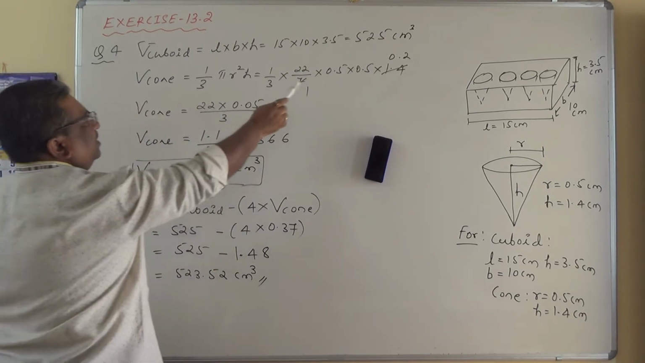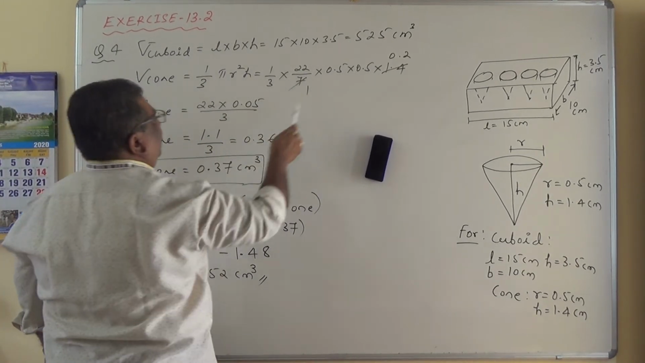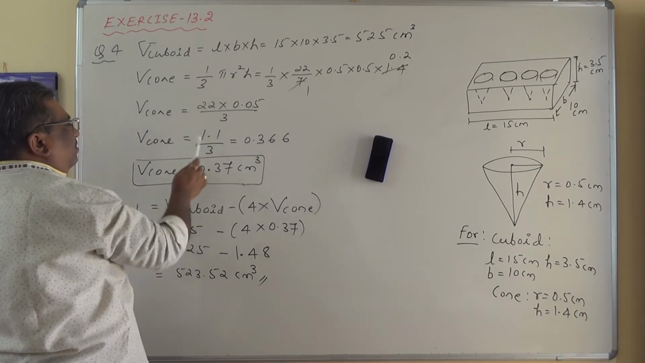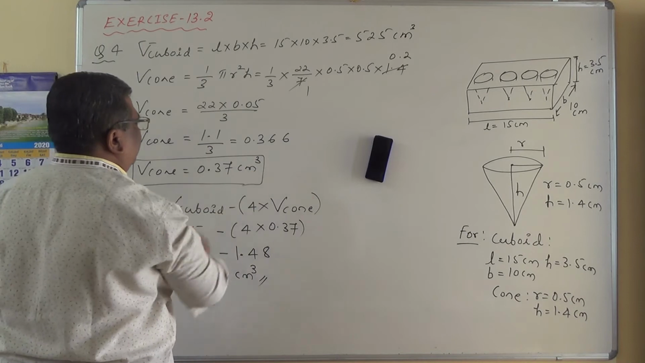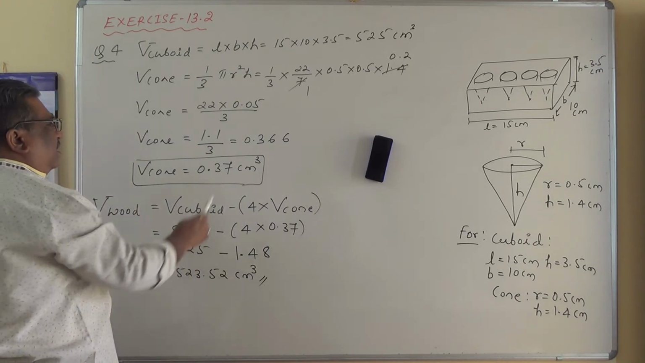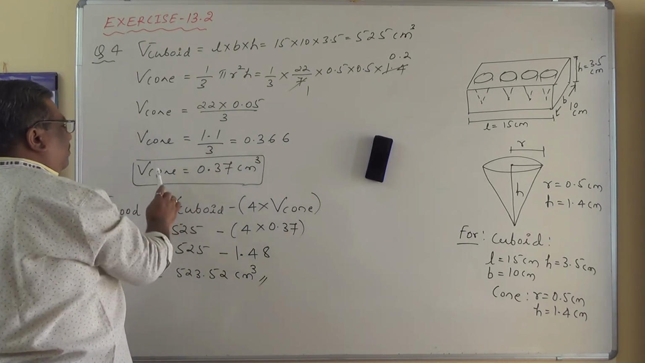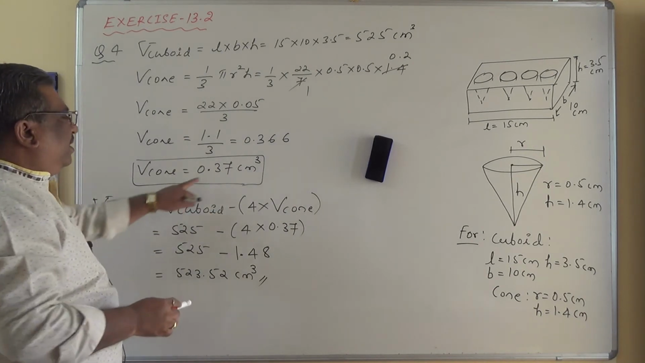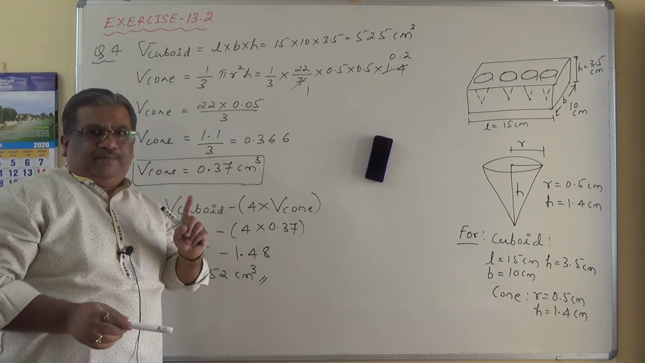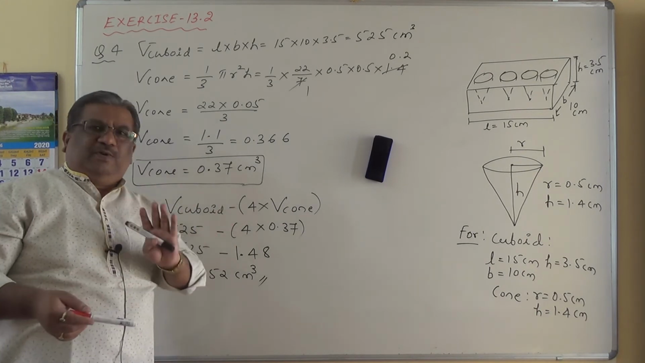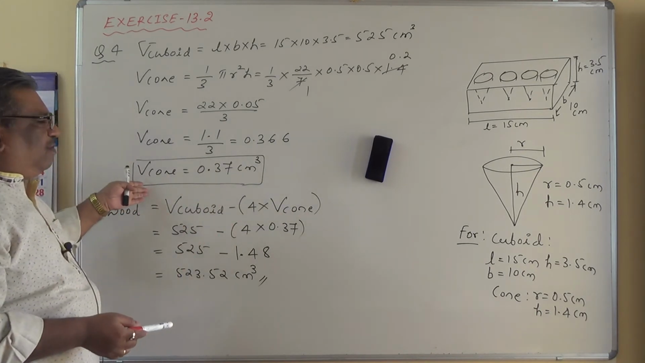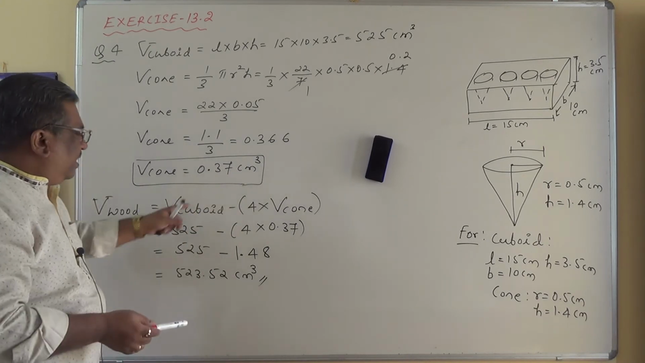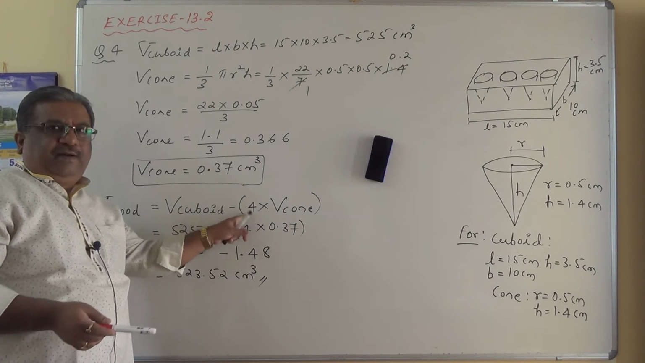That is nothing but this into 0.2 gives me 0.05. So 22 into 0.05 by 3, which is 1.1 by 3, this is 0.366. So I am rounding it off to volume of the cone as 0.37 cubic centimeter. But this is the volume of one cone. What we require is volume of 4 cones. You can directly work out here also, volume of 4 cones is equal to 4 into 0.37 cubic centimeter. But anyway, I am taking in the formula this 4 here.